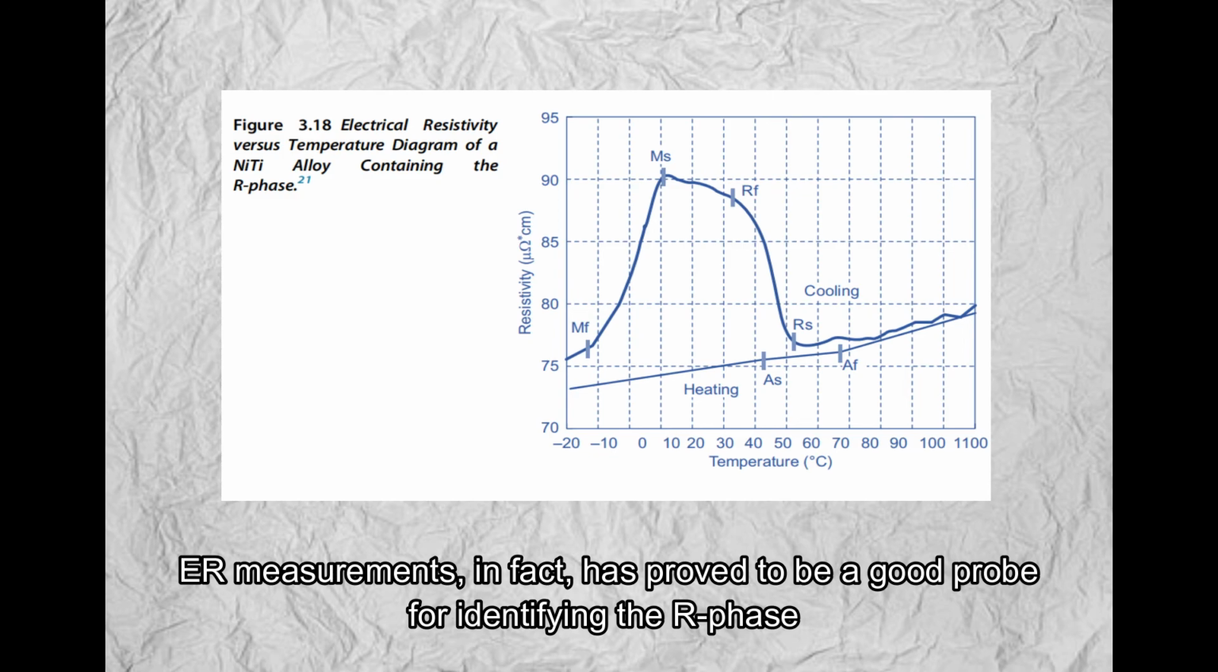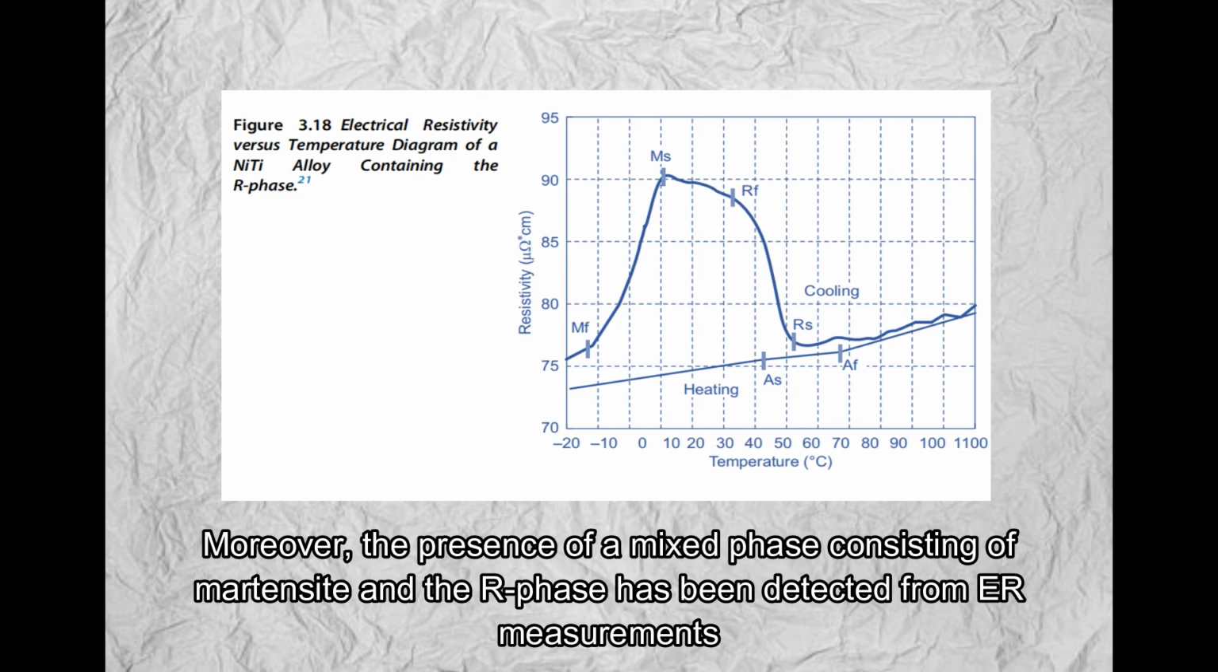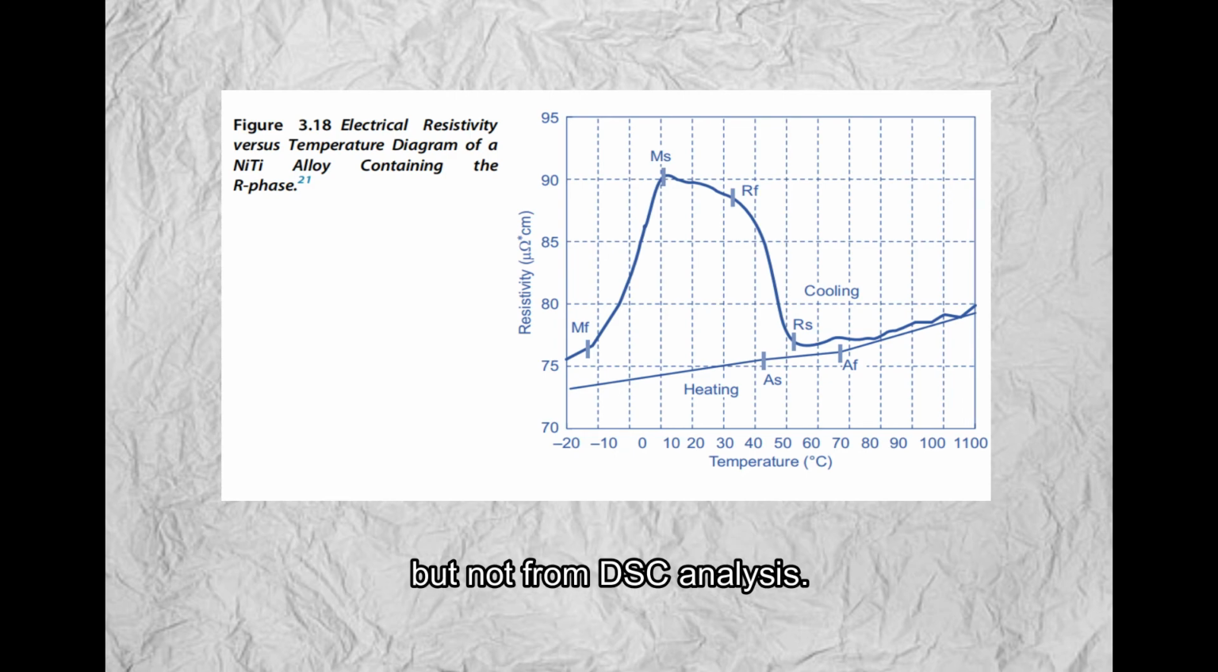ER measurements in fact have proved to be a good probe for identifying the R phase and its start and finish transition temperature. Moreover, the presence of a mixed phase consisting of martensite and the R phase has been detected from ER measurement, but not from DSC analysis.